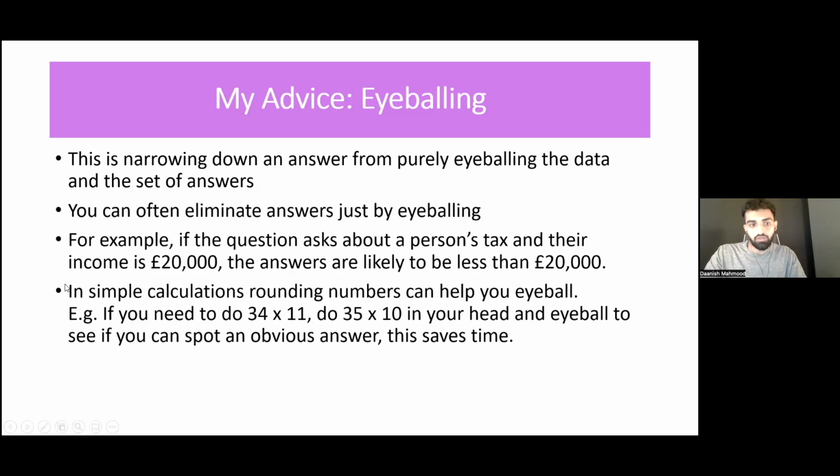This is another thing to also note. With eyeballing, in simple calculations, rounding numbers can help you. So if you need to do 34 times 11 for a question, do 35 times 10 quickly. That's 350. And eyeball and see if you can spot the answer just by doing that, because that's giving you a rough estimate of what the answer should be.